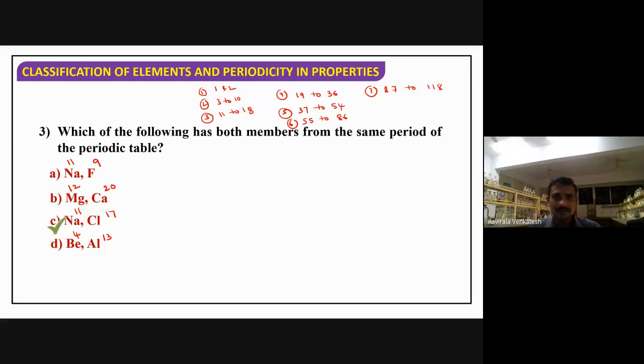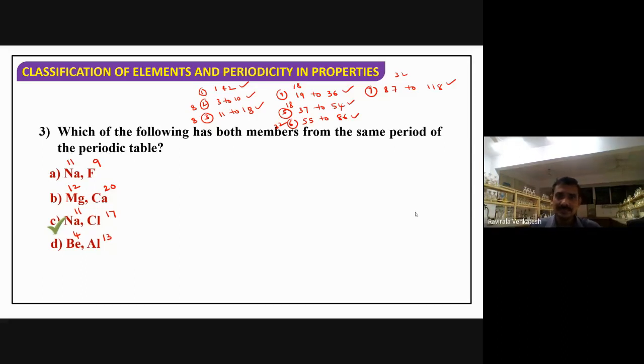Okay, first period 1 and 2. Second period 3 to 10. Third period 11 to 18. Fourth period 19 to 36. Fifth period 37 to 54. Sixth period 55 to 86. Seventh period 87 to 118. Easy to remember also. What I have done: already you know in the second period how many elements we have? 8. So 2 plus 8 you have to write. And here also we have 8 only. Here we have 18, here 18, here 32. Plus you will get this. Now based upon that also we can give the answer here.